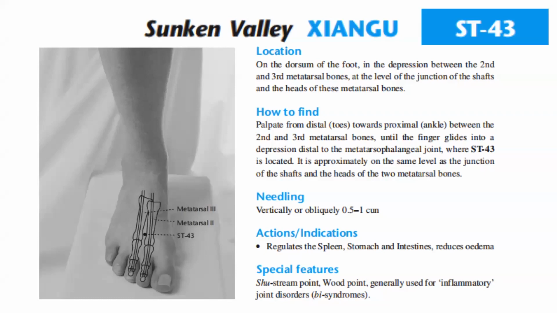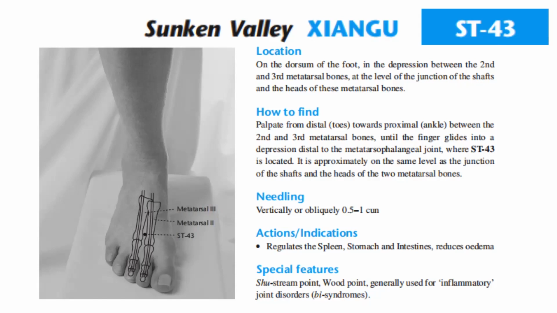How to find stomach 43? Palpate from distal, the toes, towards the proximal, the ankle, between the second and third metatarsal bones until the finger glides into a depression distal to the metatarsophalangeal joint, where stomach 43 is located. It is approximately on the same level as the junction of the shafts and the heads of the two metatarsal bones, needling vertically or obliquely 0.5 to 1 tsun.